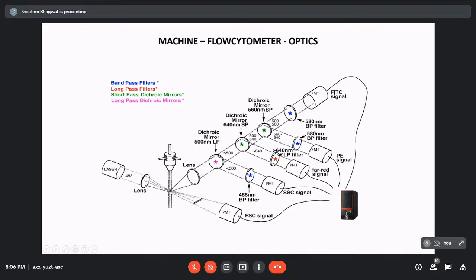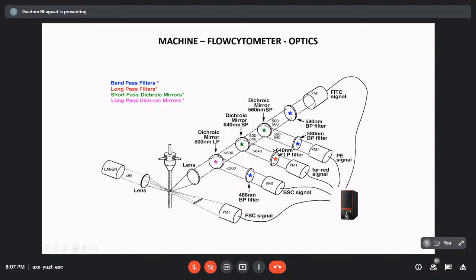Now there is a cell in this interrogation pathway. According to its size, some light would go through the center, and the rest would be scattered in all other directions. We are interested in this perpendicular scatter. Here we have a 500 nanometer long pass mirror. It will allow all wavelengths of more than 500 to pass, and the less than 500 gets reflected over here, and we get this signal coming to this PMT. Those less than 500 nanometers are basically the blue light coming through side scatter. So what this PMT is detecting is the side scatter.